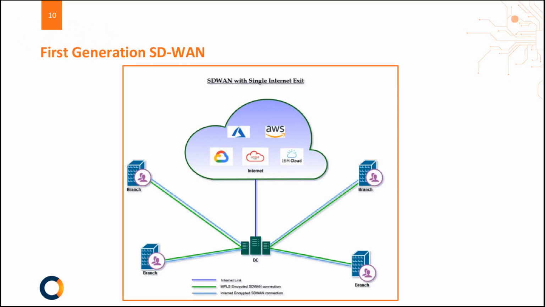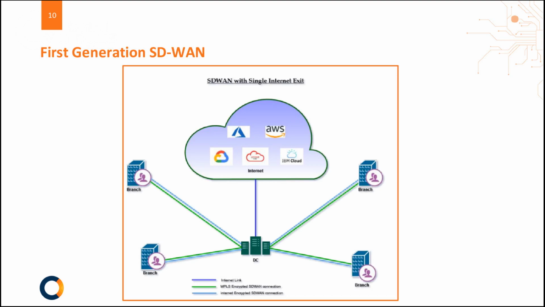Have a look at this first generation of SD-WAN. Here we have internet and MPLS links at branches, where branches were backhauling their network traffic over the encrypted MPLS and encrypted internet link to the data center. And from there, they were going to the cloud to access their applications.